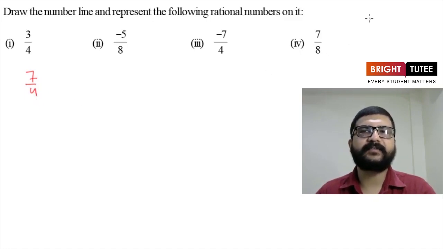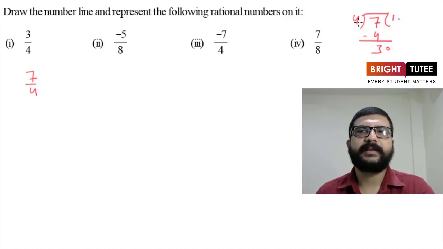For that, let's roughly find the value of 7 upon 4, that is 7 divided by 4. 4 ones are 4, so the remainder is 3. Now here we will put decimal and we can use 0 here. Now 4 into 7 will give us 28. So this number is approximately equal to 1.7. So we can say that this number is lying between 1 and 2.